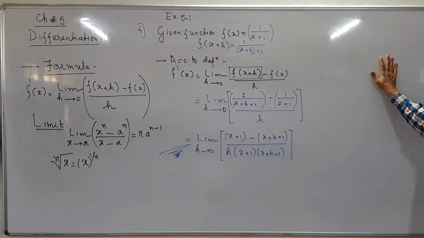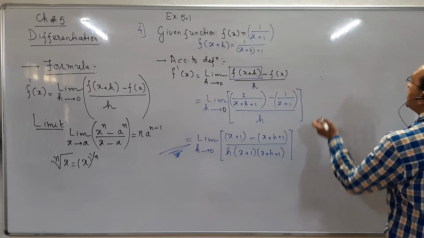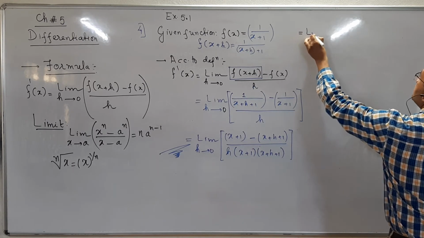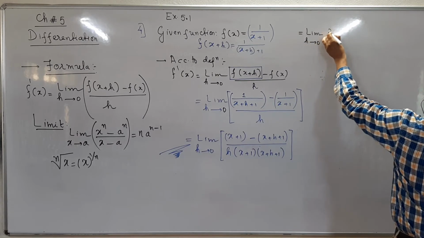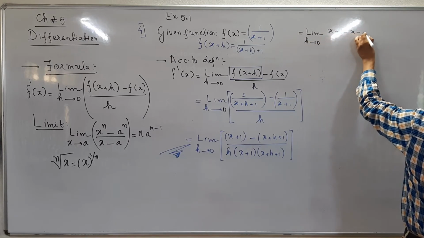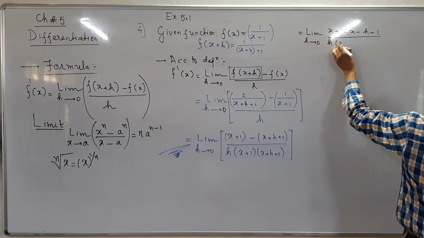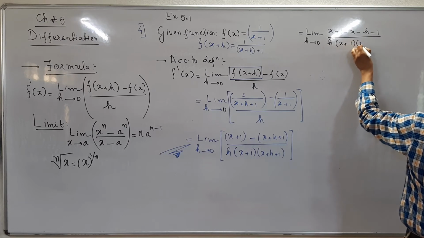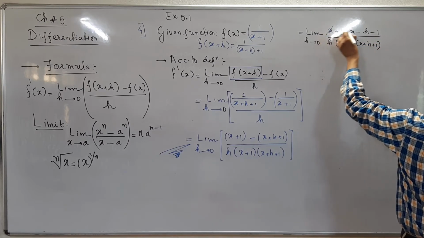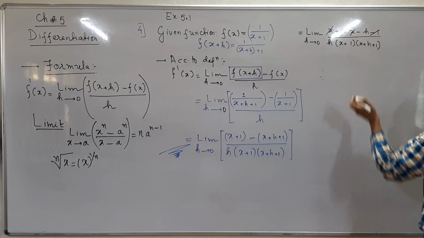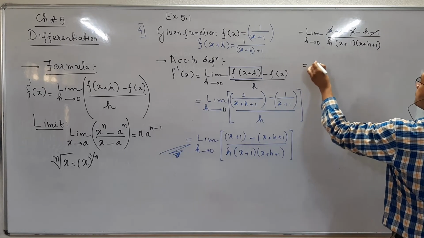Yes or no? Now open up the brackets. So we get limit h tends to 0, x plus 1 minus x minus h minus 1 upon h into x plus 1 into x plus h plus 1. X and minus x cancel, 1 and minus 1 cancel, and in the next step h and h also get cancelled.